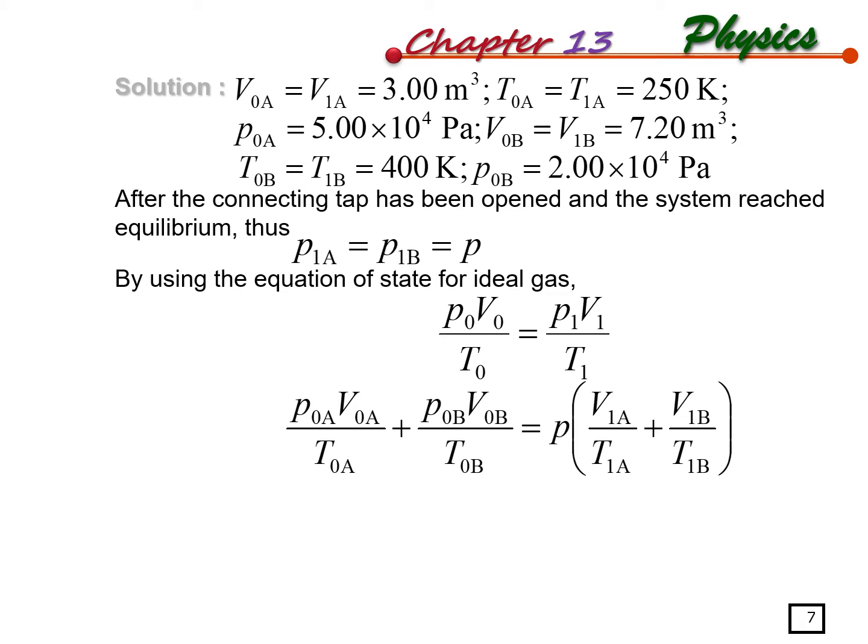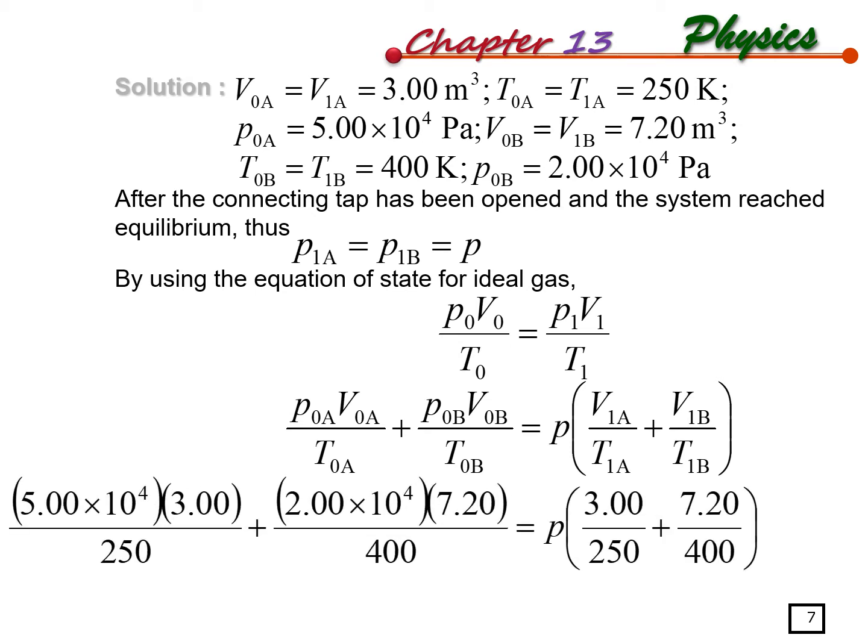Initially we have two vessels, A and B, and finally we will also have two vessels. Since the tap has been opened, they will have a common pressure, so we can factorize the final pressure. We extract the information, replace in, and solve to find the final value of P, which ends up as 3.2 times 10 to the power of 4 Pascal.